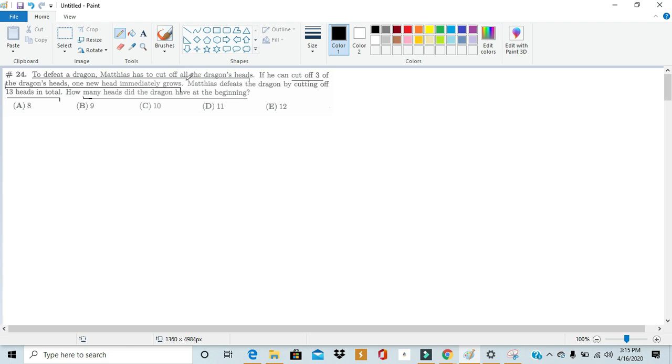So, we can't really attack the entire problem at once, so let's break it down into steps. The first step to writing an equation would be to label what we want to find. So in this case, I'll label h as the number of heads the dragon originally had. From there, we have to express algebraically how the dragon went from h original heads to 0. So, let's say the dragon started with h original heads.